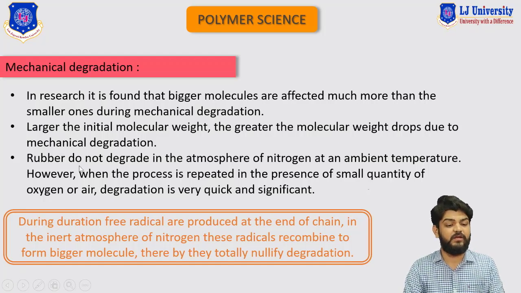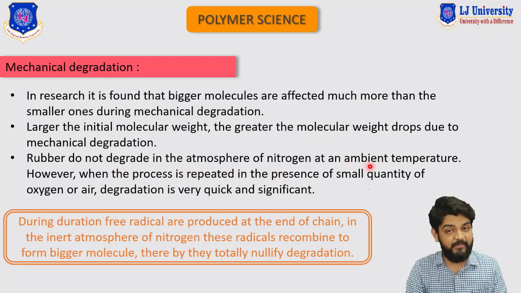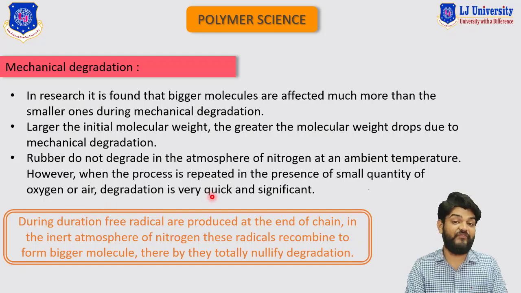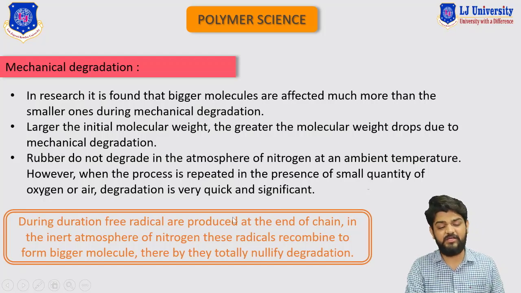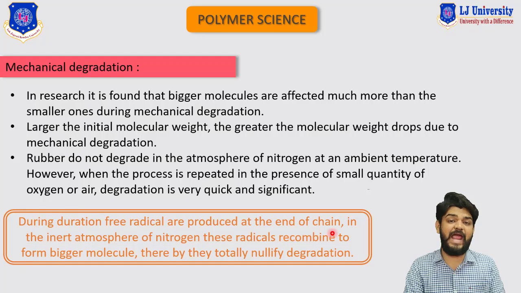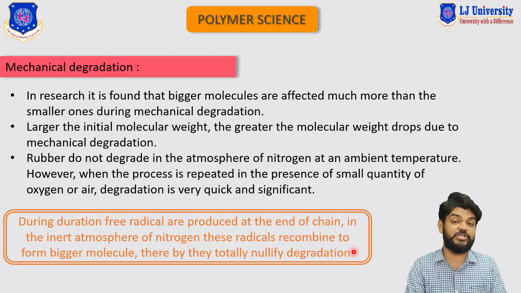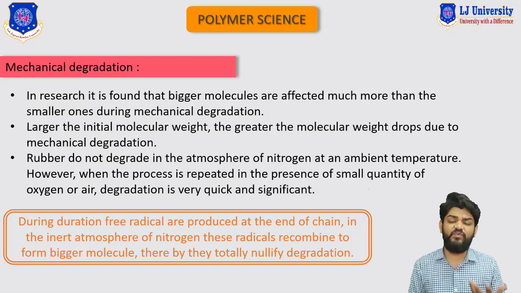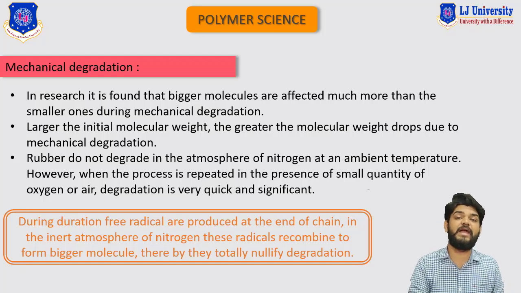As you can see here on the screen, this rubber does not degrade in an atmosphere of nitrogen at ambient temperature. However, when the process is repeated in the presence of oxygen or air at the same ambient temperature, the degradation is very quick and significant. So why does this phenomenon happen? You can see here that during the degradation, free radicals are formed. We have already understood in the previous lecture that whenever degradation happens, it generates free radicals. These free radicals are produced at the end of the chain. In the inert atmosphere of nitrogen, these radicals combine to form bigger molecules, which ultimately nullifies the effect of the degradation. But the same phenomenon does not follow in the presence of oxygen or air. That's why in the presence of air or oxygen, your rubber starts to degrade, right? So these are all the points that need to be discussed in the mechanical degradation process.